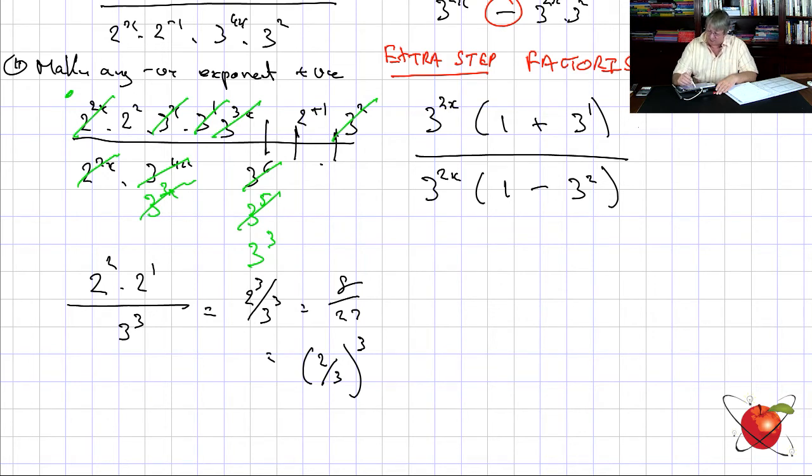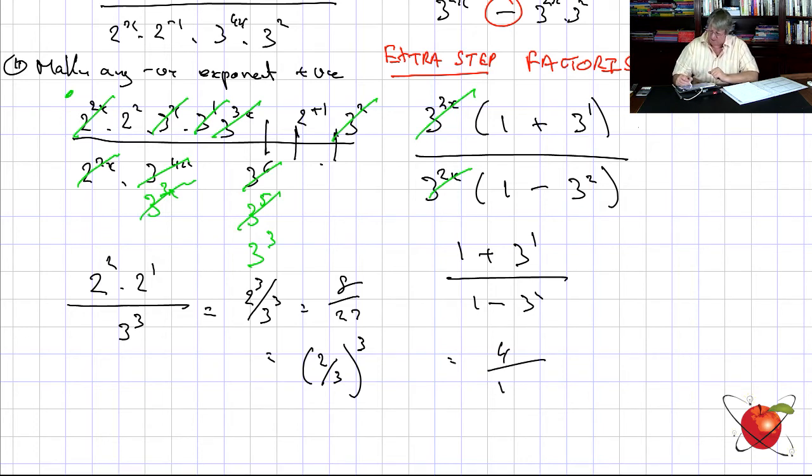Let me get my green cancel pen. Green, there we go. That leaves us at the top with 1 plus 3 to the 1 over 1 minus 3 squared, which is going to be 4 over 1 minus 9. My final answer is 4 over minus 8, which is minus a half.